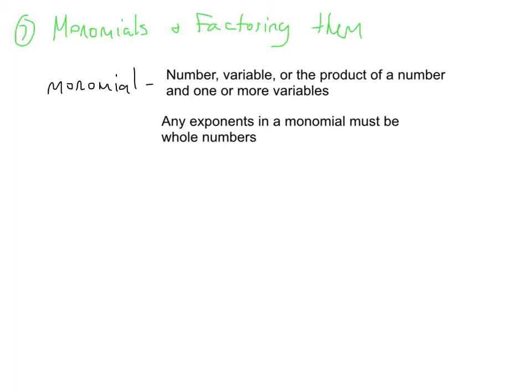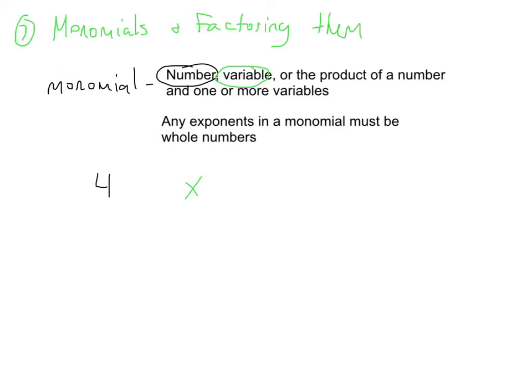All right, so now let's talk about monomials and factoring them. Okay, so what is a monomial? Well, a monomial is a number, a variable, or the product, okay, multiplication, of a number and one or more variables. Okay, and any exponents in a monomial must be a whole number in order for it actually to be called a monomial. Okay, so for example, 4, that's a monomial. Why? Well, it's a number. Okay, x, well, that's a monomial because it's a variable.